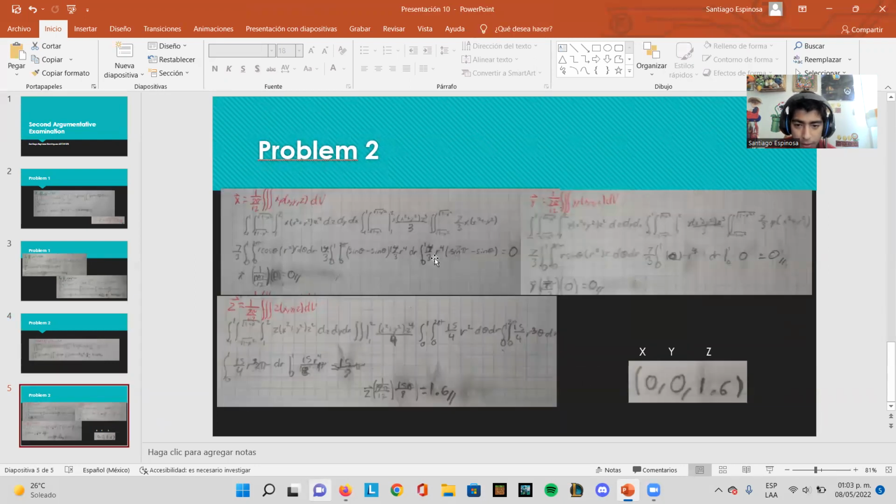So when we multiply, the components of x and y gave us 0 and theta 1.6. This is because for the center of mass, y and x are 0, and theta is more elevated because of the limits that they gave us.